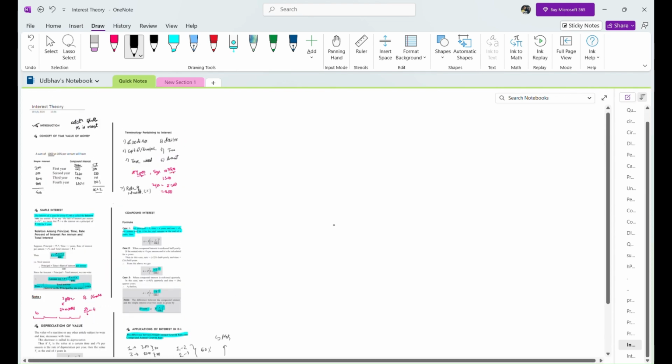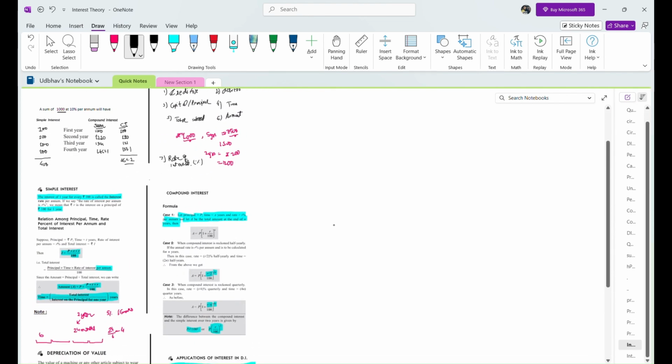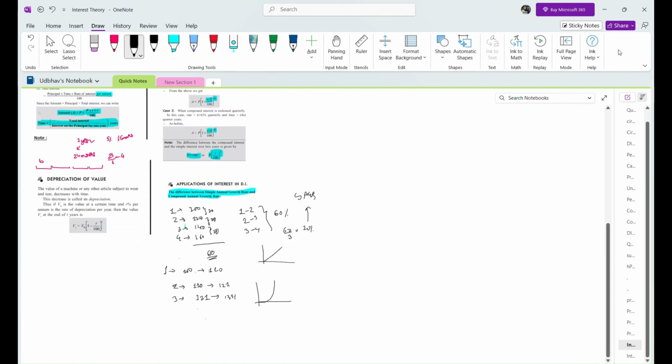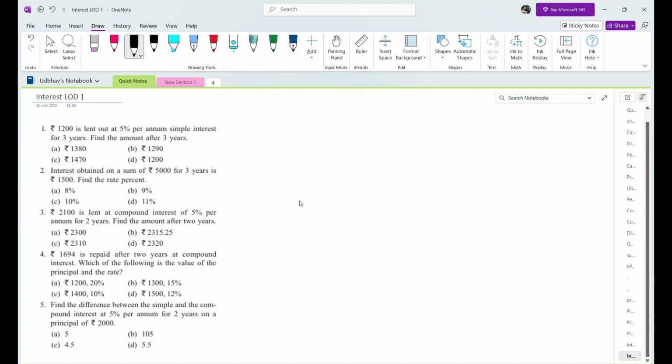And now we'll be starting with the level of difficulty 1. So now we are going to start with the level of difficulty 1. These are very basic questions.